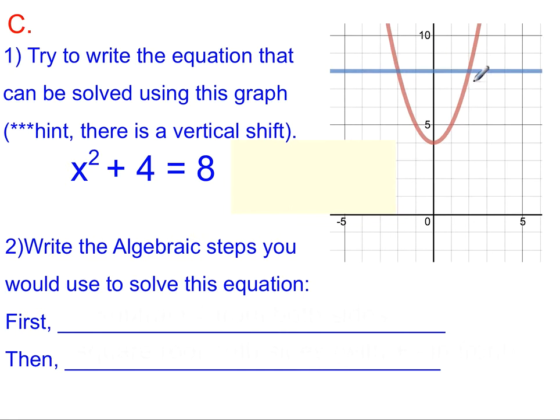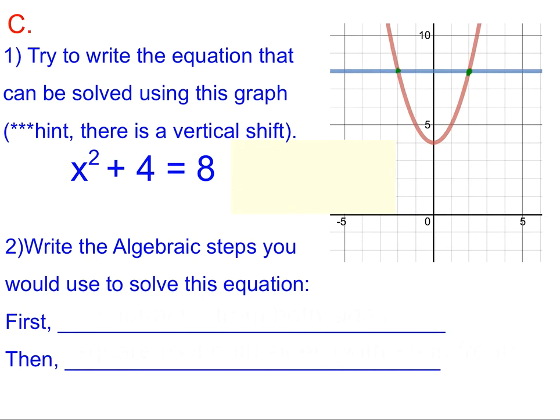If we look at the graph, we could see that the answers are very clear. They're intersecting at whole numbers. So they are intersecting at 2 and at negative 2. And we could quickly check that. 2 squared is 4 plus 4 equals 8. And negative 2 times negative 2 is 4 plus 4 equals 8.